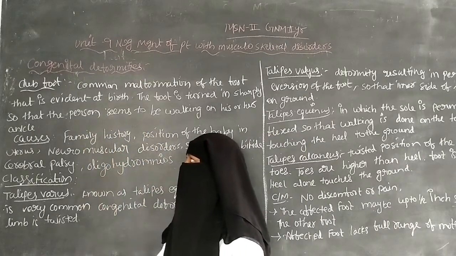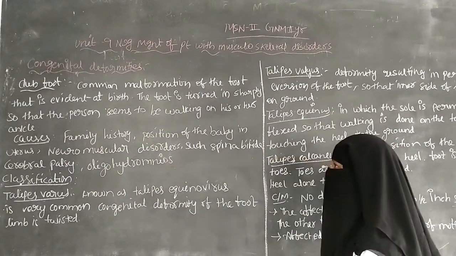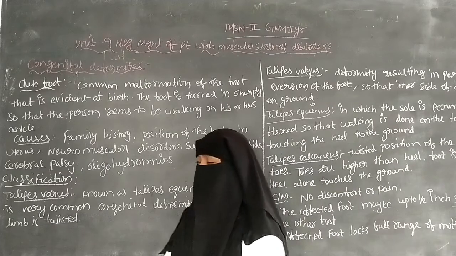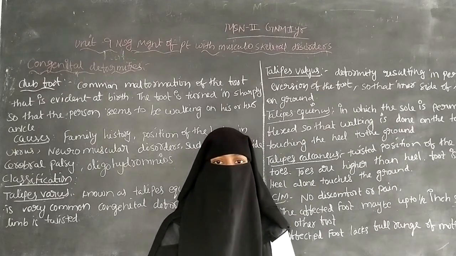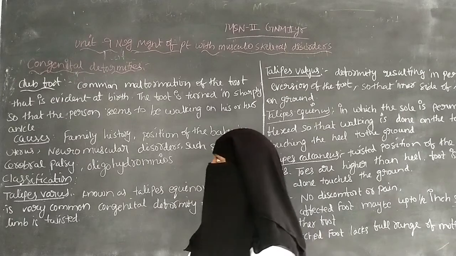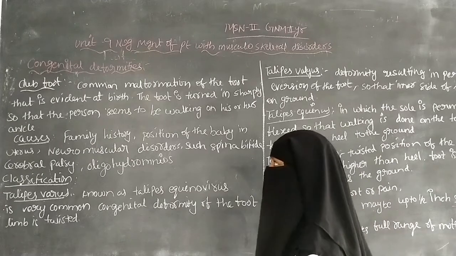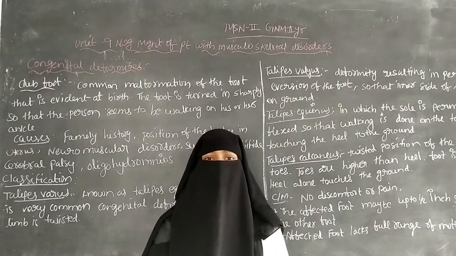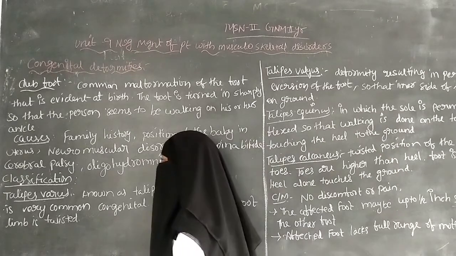So clubfoot means there is a common malformation of the foot that is evident at birth. At birth, a malformation occurs in the foot, and it is called clubfoot. The foot is turned in sharply so that the person walks on the ankle. Next is causes.